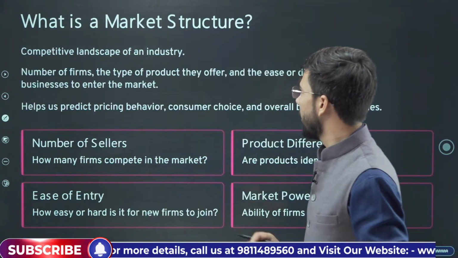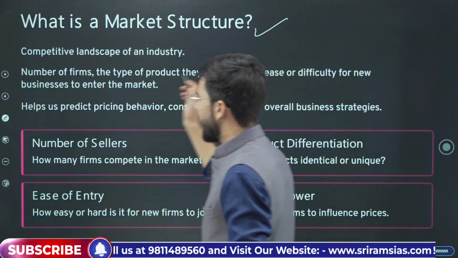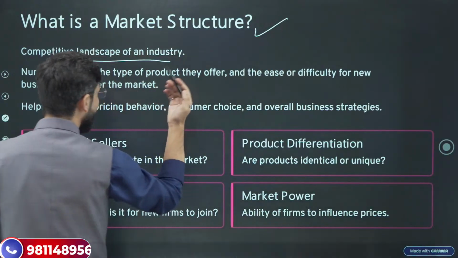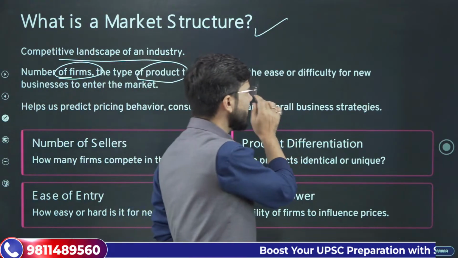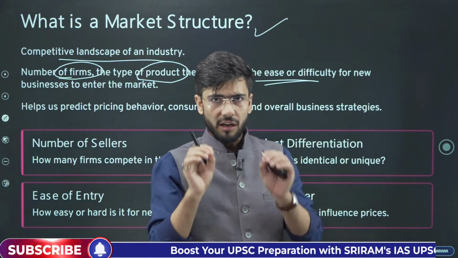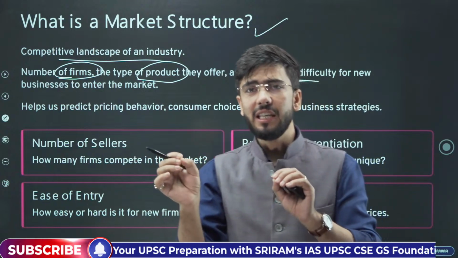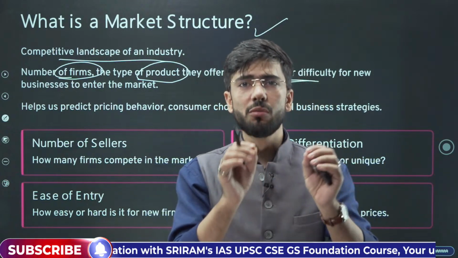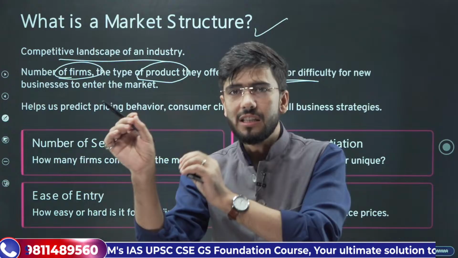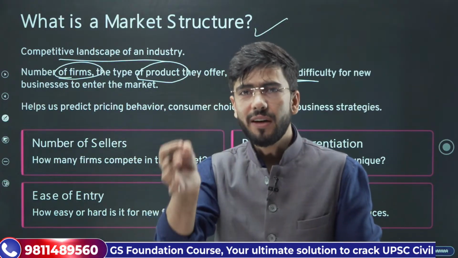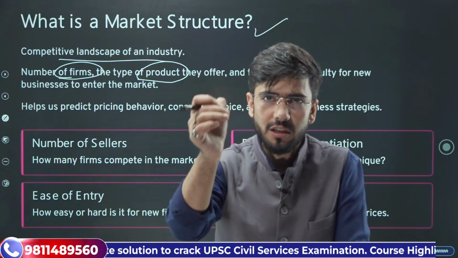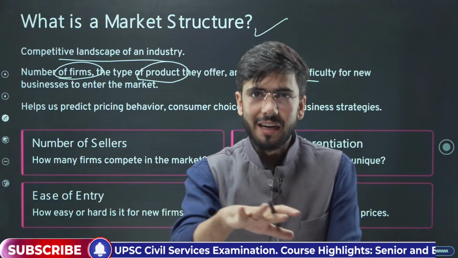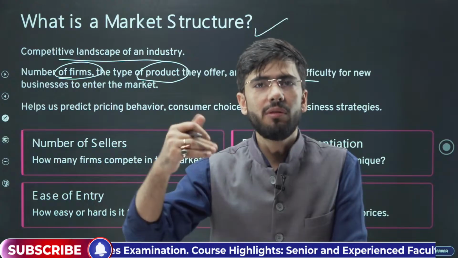Now, what is the market structure? As I already told you, it's a landscape where there are firms which produce goods, and these firms either are at ease to produce, or there are difficulties in the market to produce. If there are difficulties in the market to produce, there will be less production. If there is less production, there will be less growth. If you provide easy market access, everyone can produce and there will be more growth.